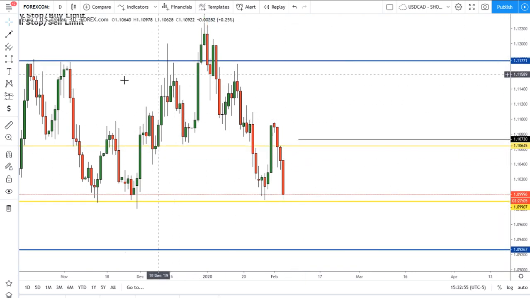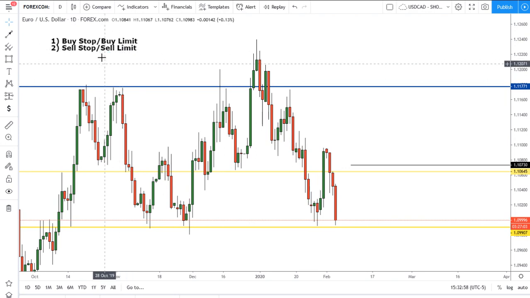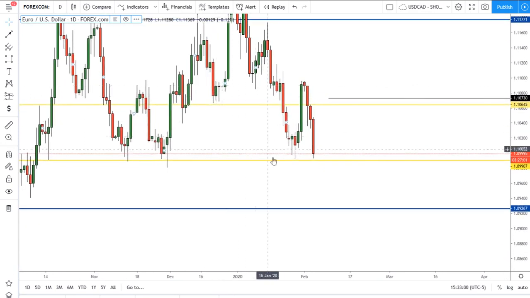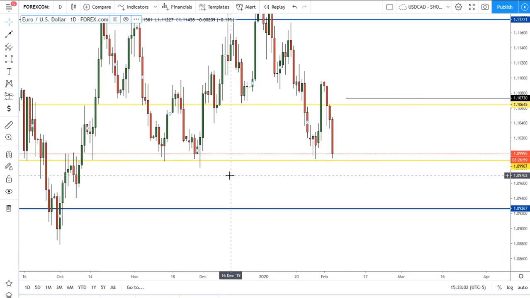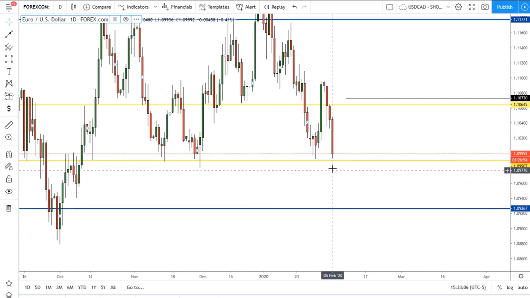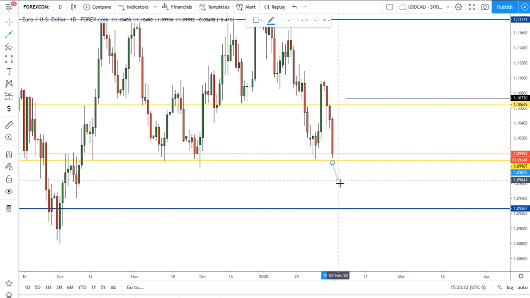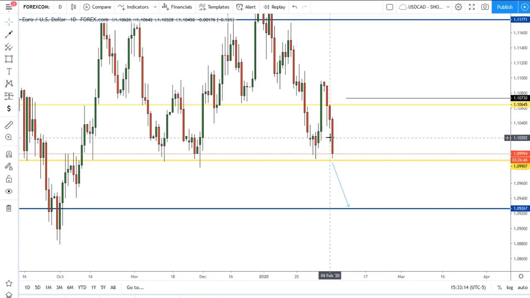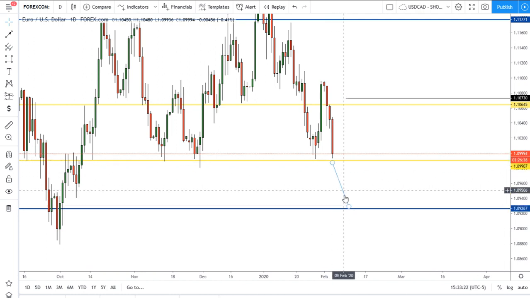Now, the next one is a sell stop and sell limit. A sell stop is very, very similar to what we just talked about, but the complete opposite. So for a sell stop, we want to enter short. Let's say we have this support. Now, we want to target this trade. So let's say our daily support gets broken. If it gets broken, more often than not, it would probably go down to our weekly support. And let's say we want to target this trade.